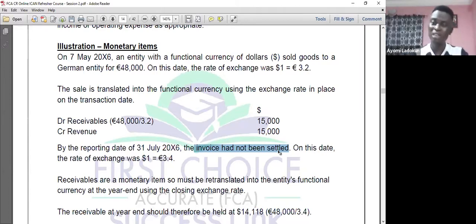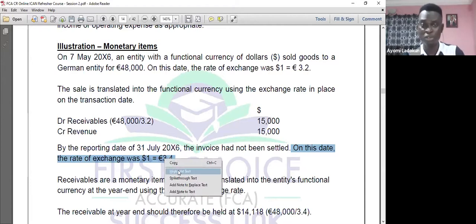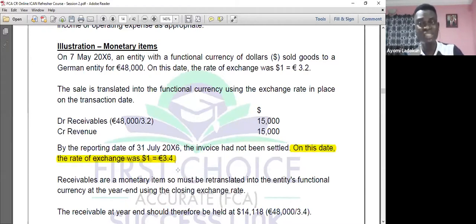Then I ask myself, is this a monetary item or a non-monetary item? We say monetary items are cash, receivables, payables, and loan. Then this is a receivable, so it's a monetary item. And according to IAS 21, I must retranslate using the closing exchange rate. So on this date, the rate of exchange. Can you see? The examiner will never tell you that this is a closing exchange rate. You just put date, date, date. Sometimes they can say closing rate, sometimes average rate or spot rate. They are just trying to help you. But in most cases, they will put the date.